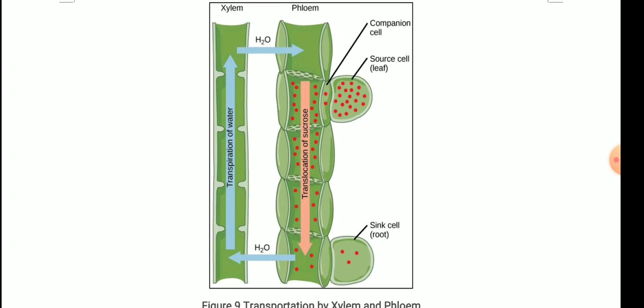Then the second one is the phloem. Now there comes the source cell. Source means leaf, where the food is synthesized. And for example, the food needs to go to the root, that is the sink cell over here. Only one sink cell has been shown here.